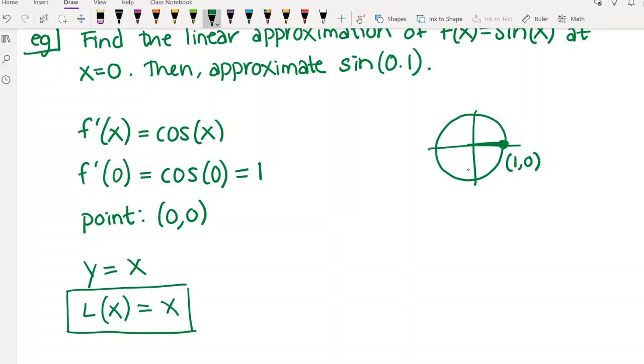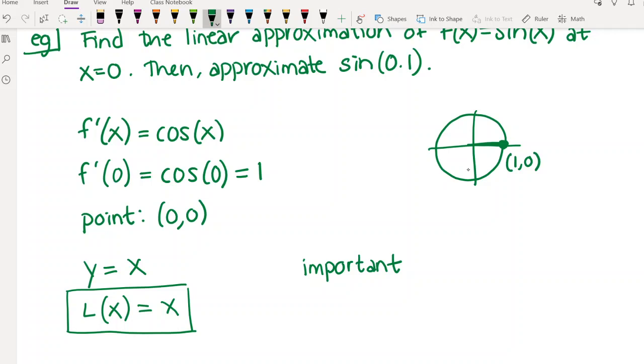Because if the equation is just L of x is equal to x, that means whatever number you're plugging in, the output is just that same number. So this is kind of an important approximation to know. I think it's used a lot if you take a physics class or something like that. There are a lot of places where it becomes important to know approximate values.